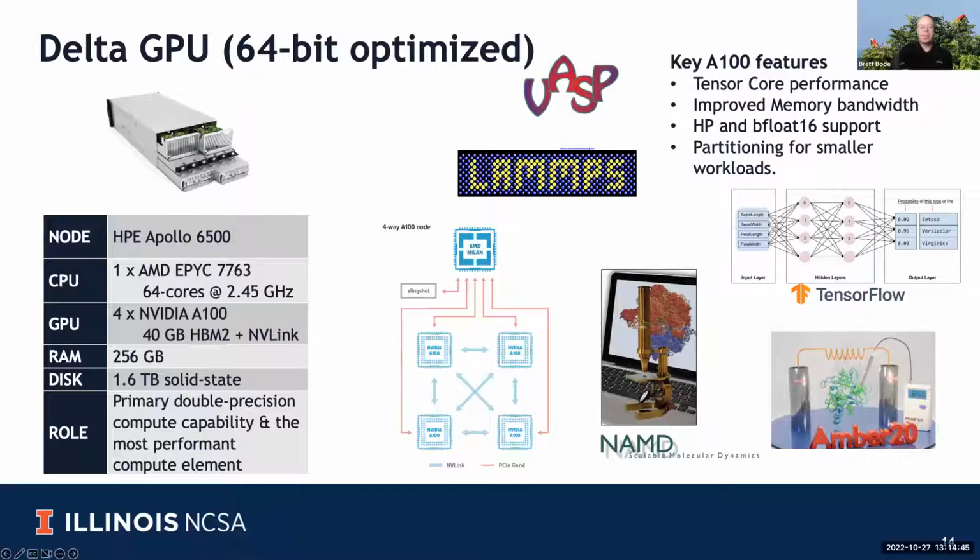So I already mentioned the workhorse of the system. The main highest performance and largest number of nodes are the quad A100 nodes. There's 100 of these. The GPUs are NVLink connected and are water cooled, providing very solid performance regardless of the workload on the system. Each of these nodes has 256 gigs of RAM and 1.6 terabytes of solid state or NVMe storage. So these are probably your main workhorse, particularly if you have double precision GPU sorts of codes.